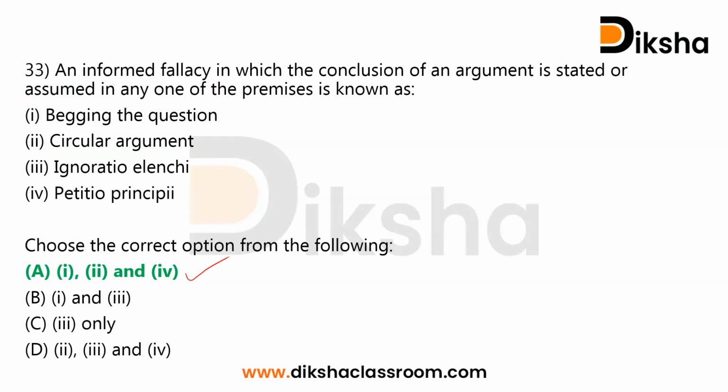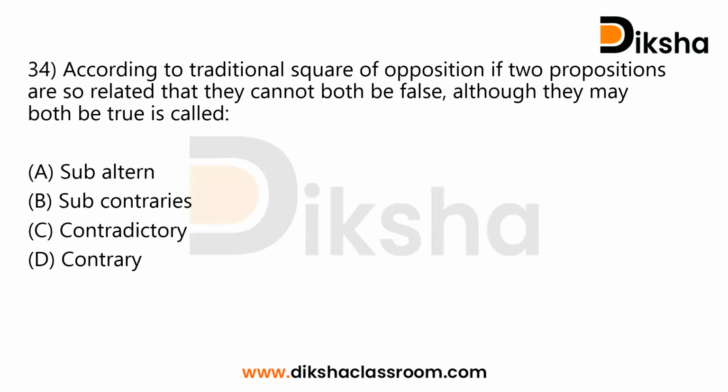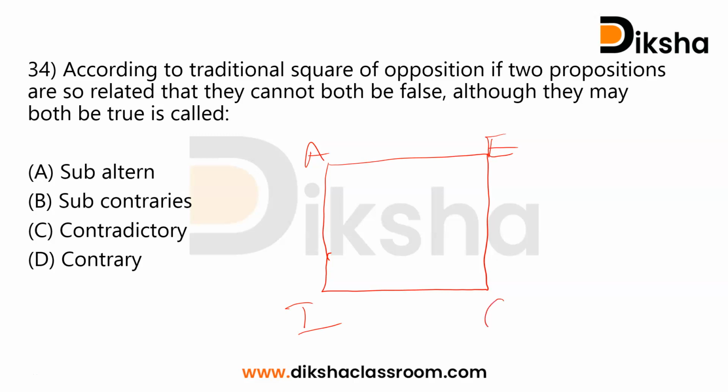We are moving to the next question, the 34th one. According to the traditional square of opposition, if two propositions are so related that they cannot both be false, although they may both be true, it is called. Here the question is all about the classical square of opposition. I hope you know what the square of opposition is. In the square of opposition, we discuss the relation between different categorical propositions A, E, I, O. A is all, E is no, I is some, O is some not. So the relations between all of these are discussed in the classical square of opposition.